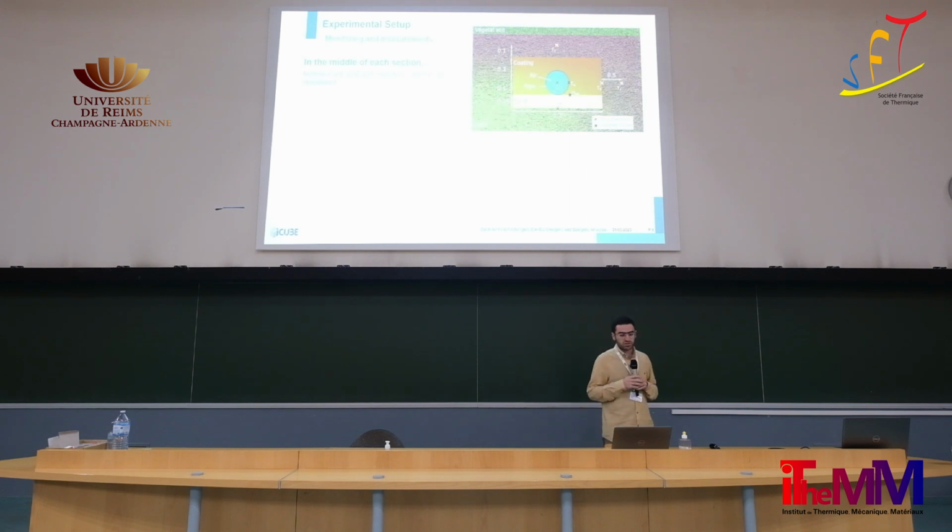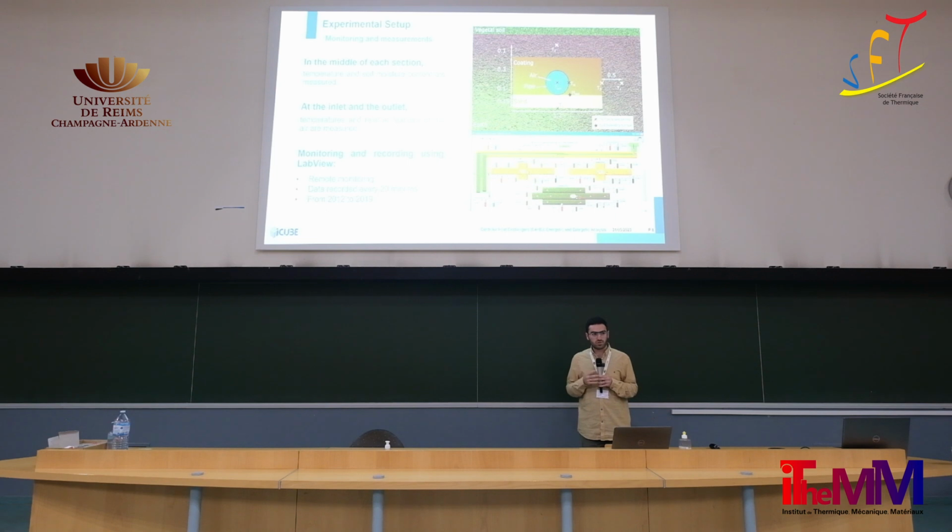In each section, at the middle, we have a set of temperature sensors and humidity or moisture content sensors. You can see in the picture the cross symbol represents the position of the temperature sensors, and the star symbol represents the position of the humidity sensors. We also have a measurement of the temperature and relative humidity at the inlet and at the outlet of the system. All these measurements are monitored and recorded using a LabVIEW program. It permits us to remotely monitor the system, and data were recorded every 20 minutes from 2012 to 2019.